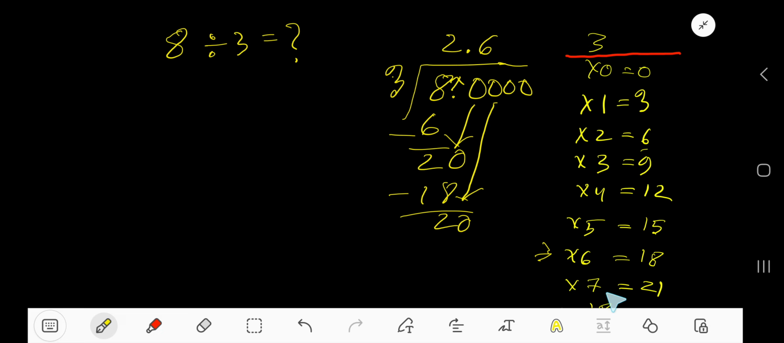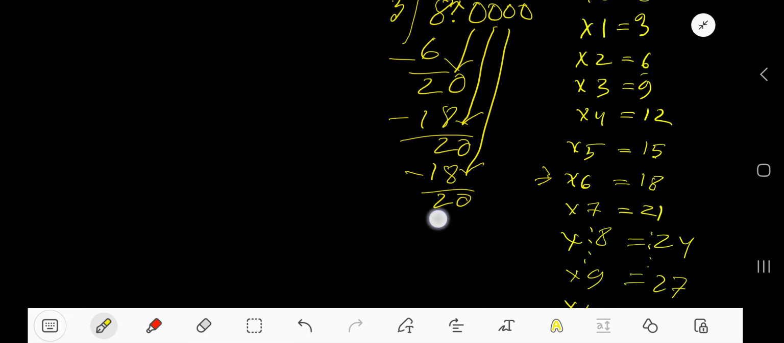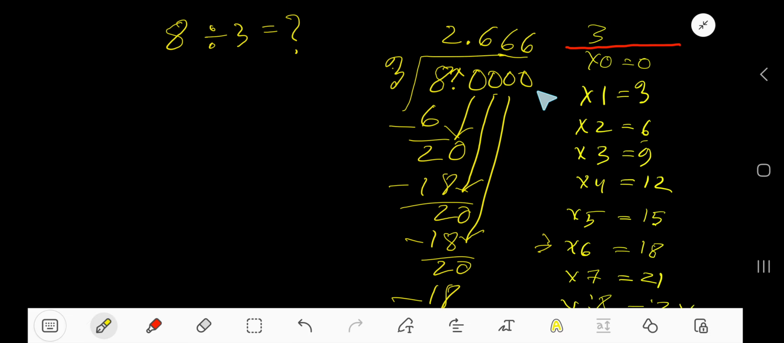3 goes into 20 how many times? Again 6 times. 6 times 3 is 18. Subtract, 2, bring down this 0. 3 goes into 20 how many times? 6 times. 6 times 3 is 18. Subtract, you are getting 2. You can bring down more 0.